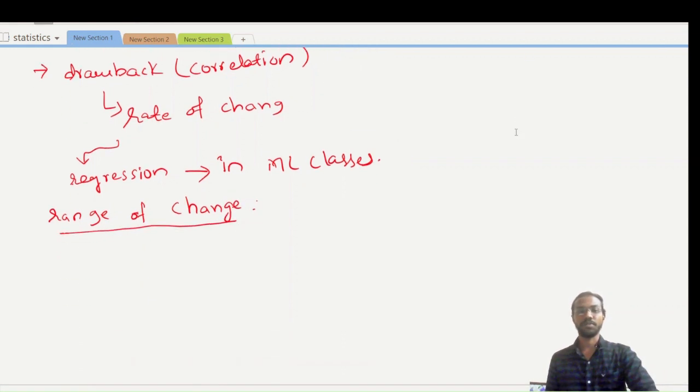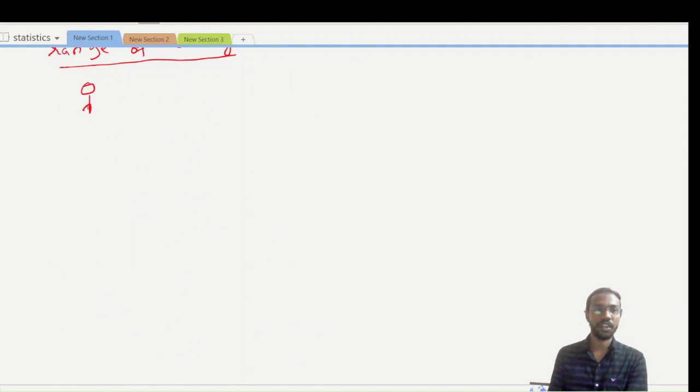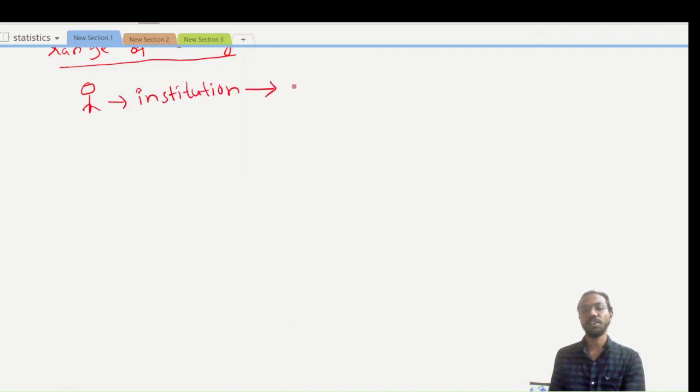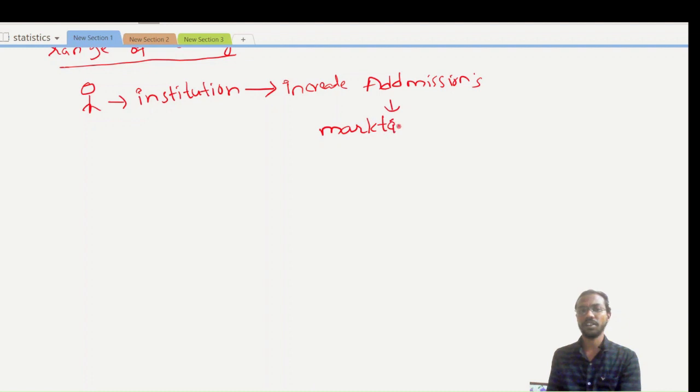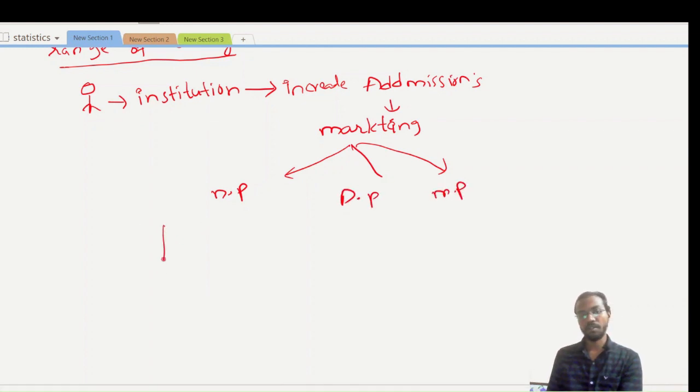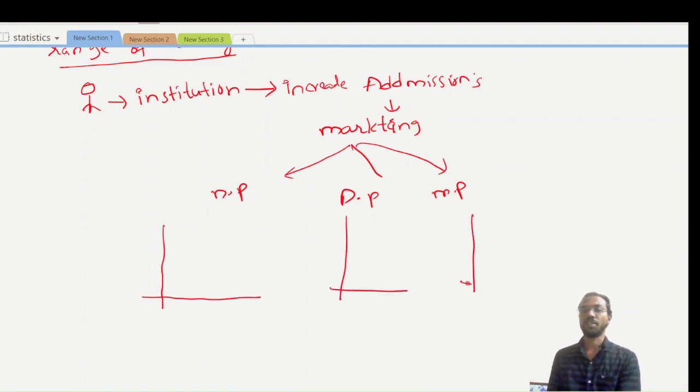Suppose a person has an institution or some business, and he wants to increase institution admissions. Now he wants to do marketing to increase the admissions. These marketing platforms are various: one is a newspaper platform, one is a digital platform, one is something like metro platforms. So now I have a graph for the newspaper platform, a graph for the digital platform, and a graph for the metro platforms.